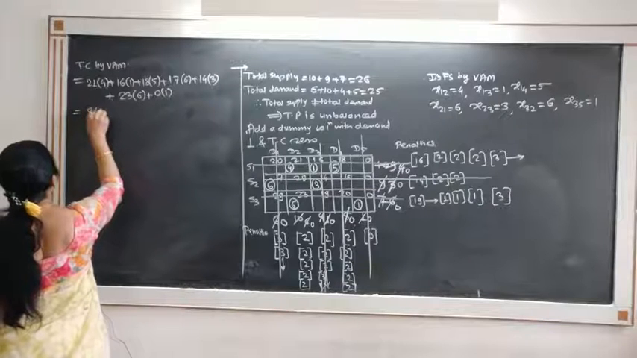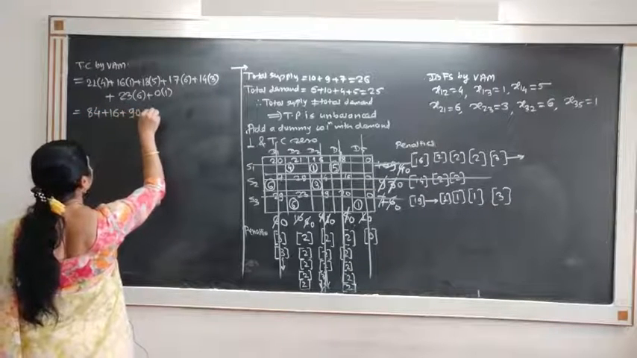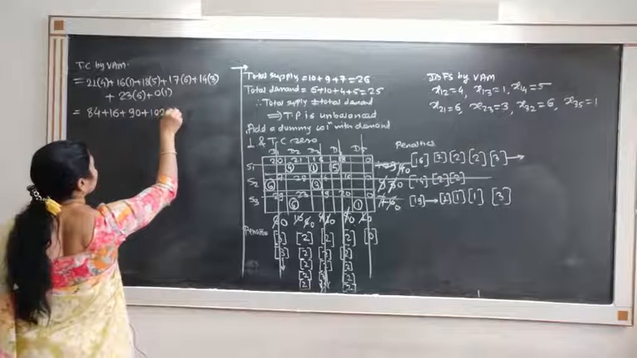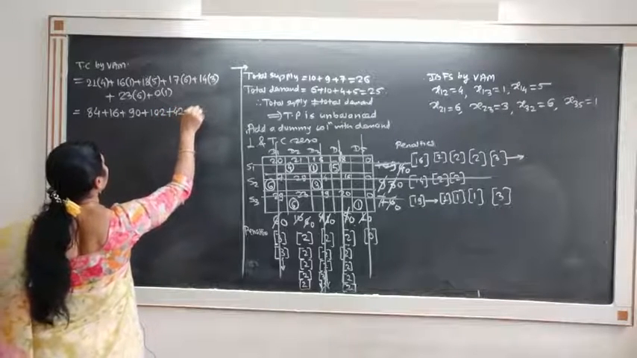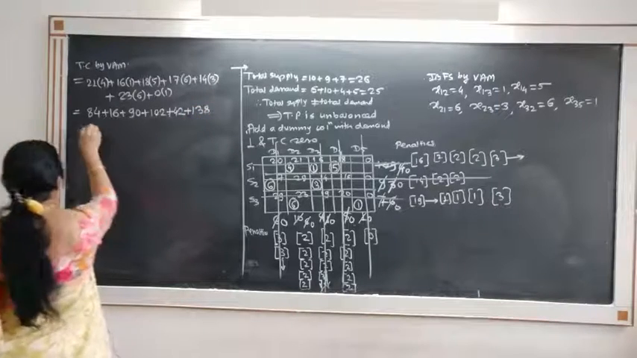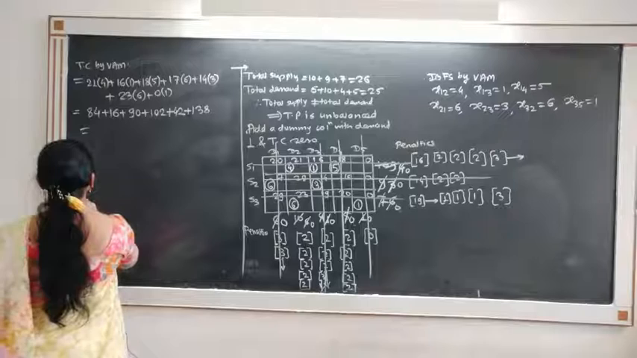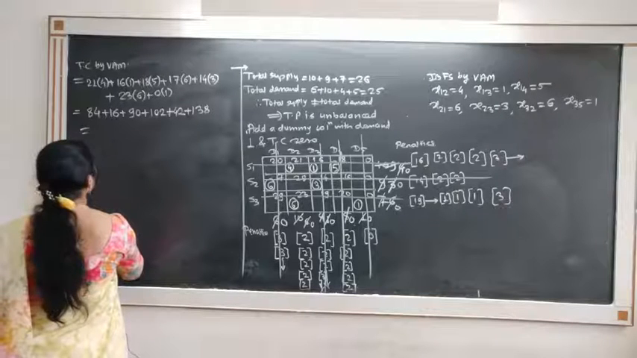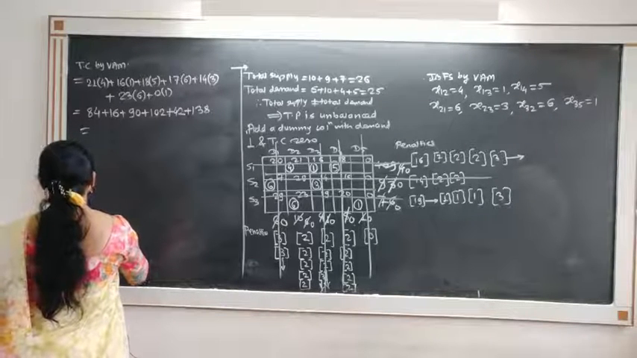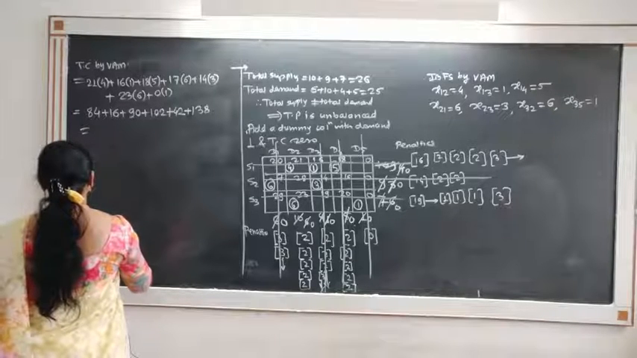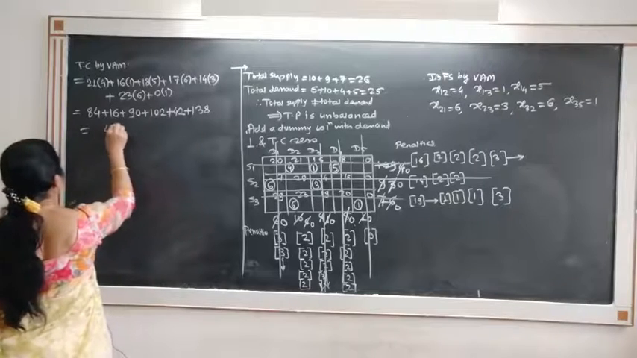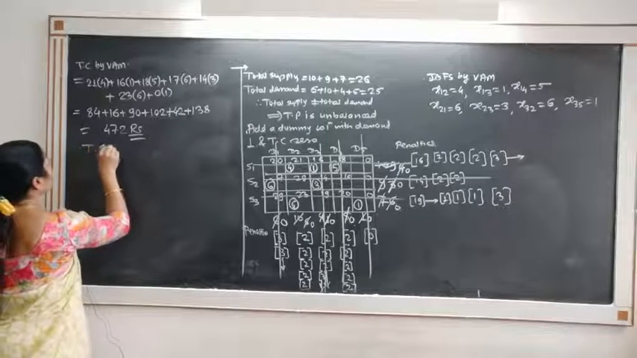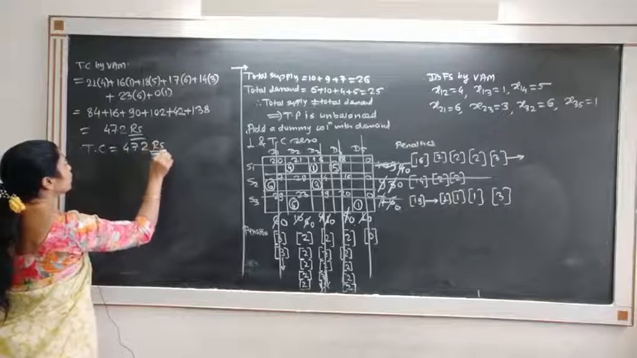So it is 84 plus 16, that is 100, plus 90 plus 102, 42 plus 138, 190 plus 102, 292 plus 42 plus 138, 472 rupees, and therefore the transportation cost by VAM comes to be 472 rupees.